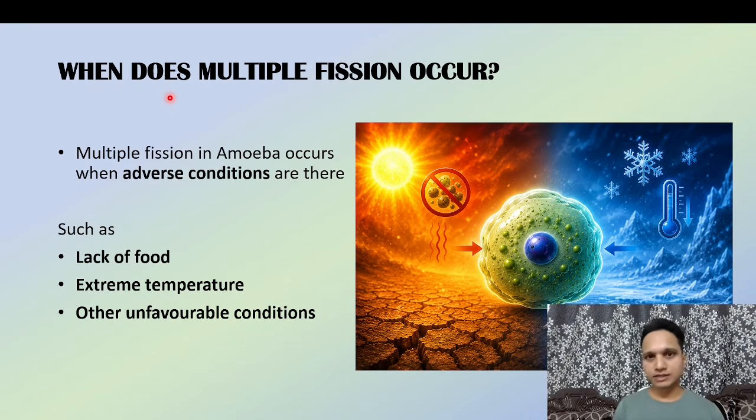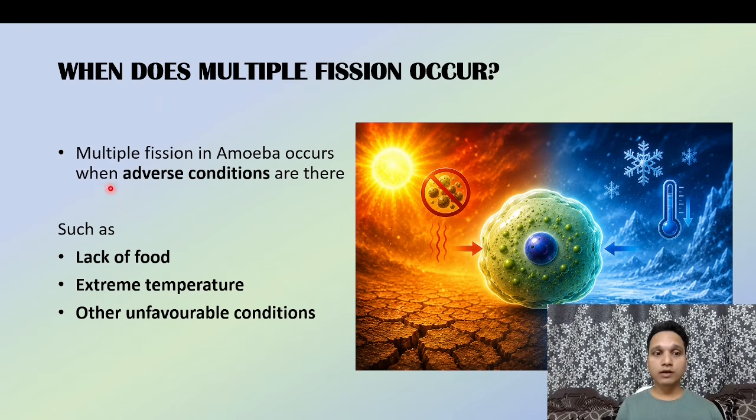So the question arises here: when the binary fission method is available to the amoeba or any other protist, why is it following another, much more difficult process of reproduction? There is a simple answer to that question. Binary fission is performed when the conditions are favorable, when the conditions are under control, when the conditions are ideal for growth and reproduction. But multiple fission is a backup mechanism. Multiple fission is a survival mechanism for protists, for amoeba.